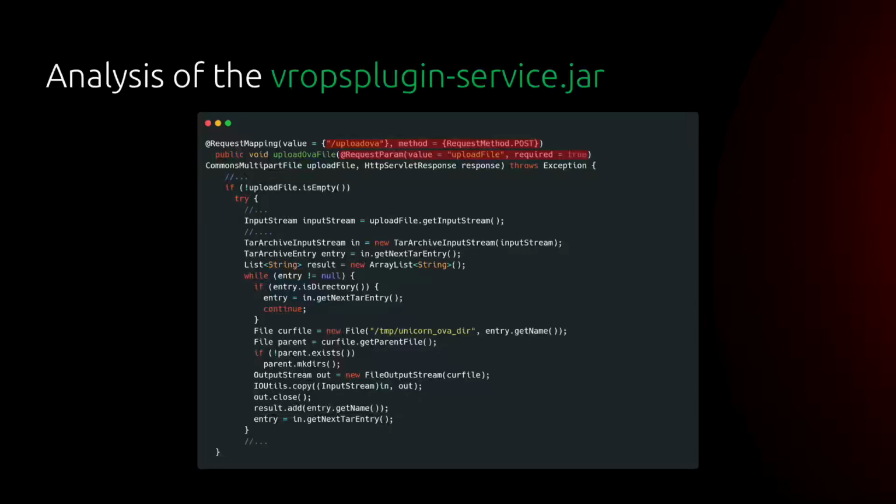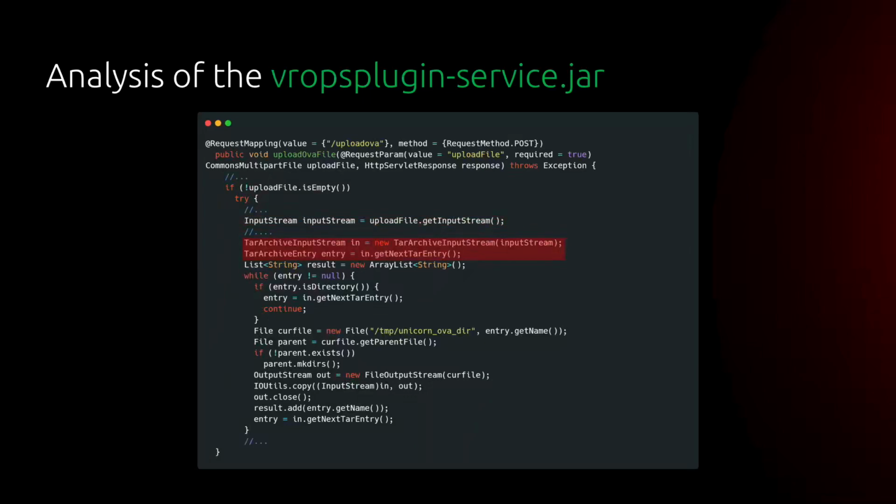We started analyzing the jar files we were interested in. The uploadOVA function, responsible for the URL /ui/rops-plugin-ui/rest/services/uploadova, piqued our interest. The handler for this path performed the following actions. Firstly, it received a POST request with the uploadFile parameter. Then it read and wrote the content of the parameter to the input stream variable.